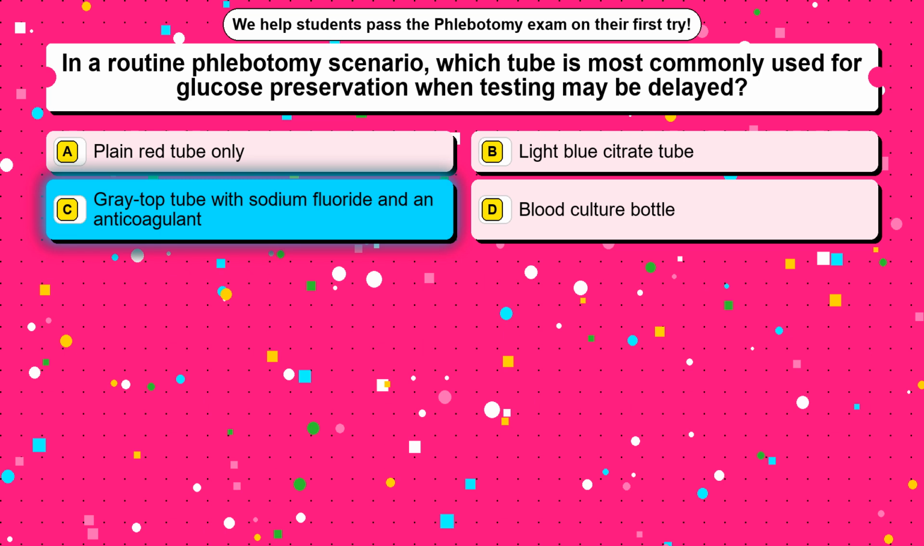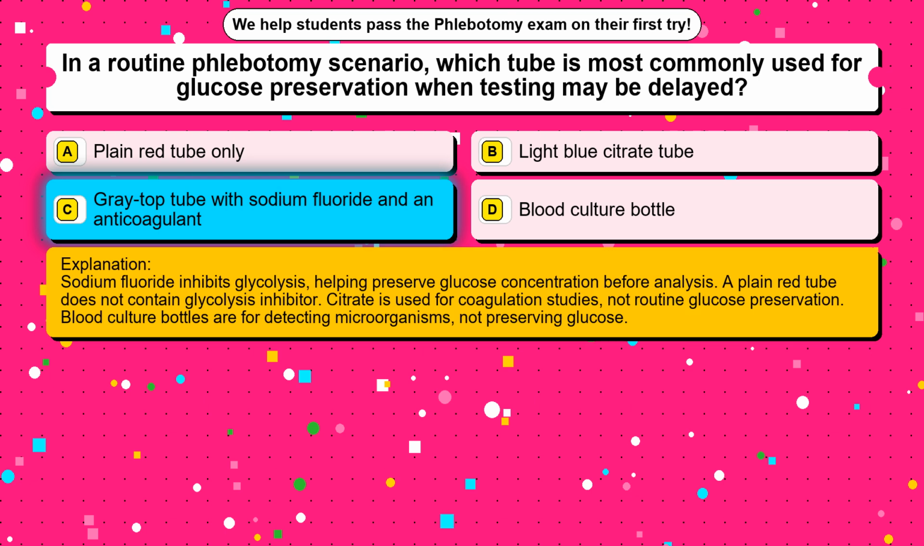Gray top tube with sodium fluoride and an anticoagulant. Sodium fluoride inhibits glycolysis, helping preserve glucose concentration before analysis. A plain red tube does not contain a glycolysis inhibitor. Citrate is used for coagulation studies, not routine glucose preservation. Blood culture bottles are for detecting microorganisms, not preserving glucose.